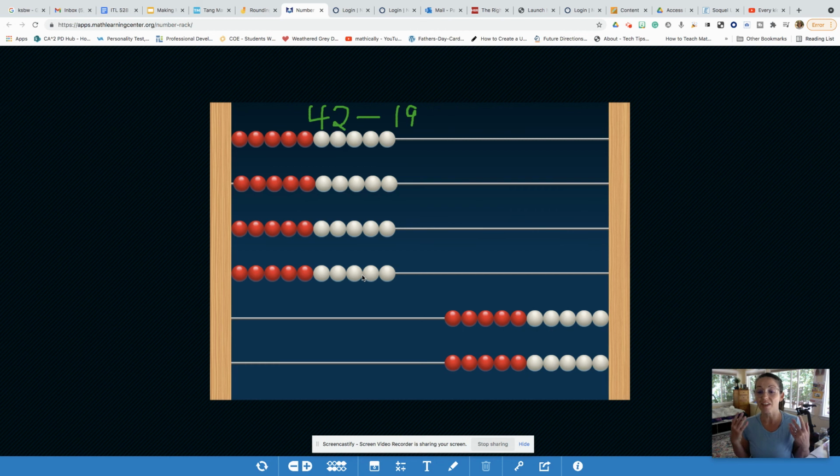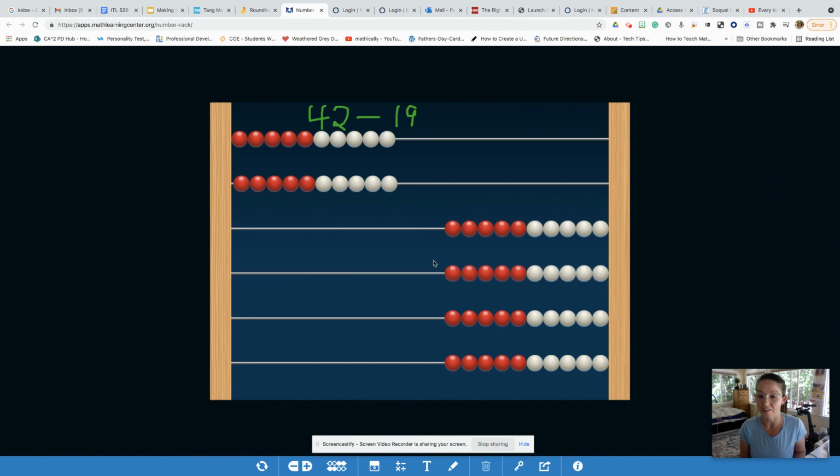Now I can even round up and say, hey, 19 is close to 20. So I'm going to start by taking away 20 and then put back one that I took away. Now I can see my answer without having to do any regrouping is 2 tens and a 1, which equals 21.